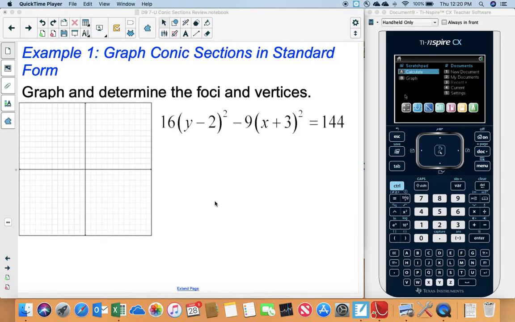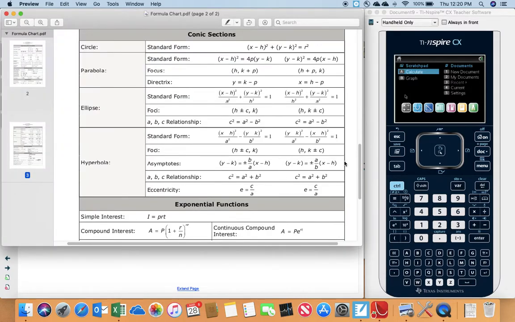Example 1, graph the conic sections in standard form. So this particular problem says to graph and determine the foci and the vertices given this equation. Well, first, if we look over at the formula chart, you'll see that this example is not in the correct form. Standard form, you see here, is for circle, parabola, ellipse, hyperbola.